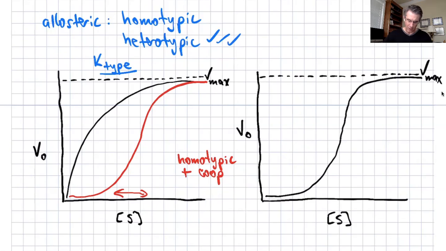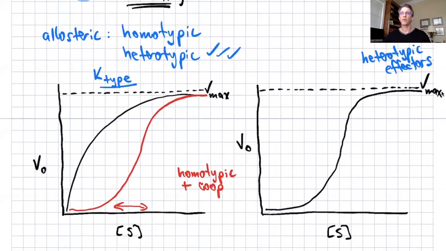This enzyme can not only respond with a positive homotypic cooperativity to the substrate itself, but now this enzyme can also respond to heterotypic effectors, right? Again, with analogy back to hemoglobin, think about protons and oxygen. So we come in with some other molecule, not the substrate. And this other molecule or other molecules could either push the protein towards its more active or less active state.